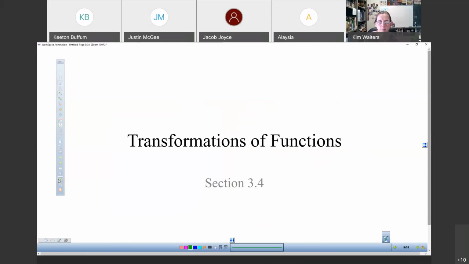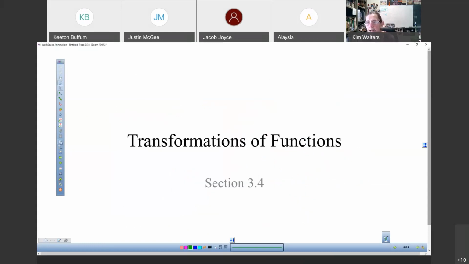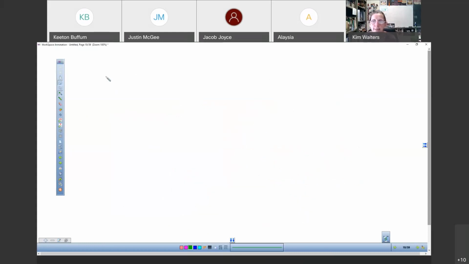All right, so section 3.4, this is the material that starts homework and quiz number 7. Like I said, this is the last set of materials for test number 2. Transformation of functions is all based on what I call our set of toolbox functions. So I'm going to go back here and toss in a page that I sometimes have, just a real quick reminder of some things.